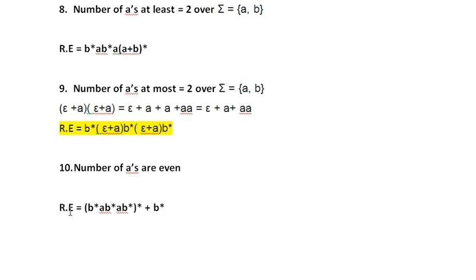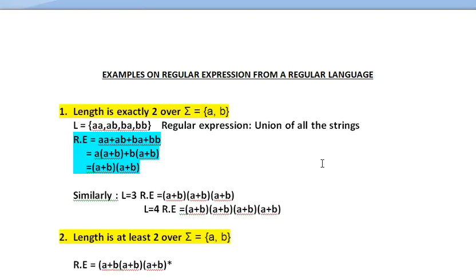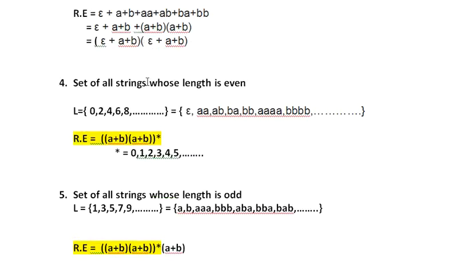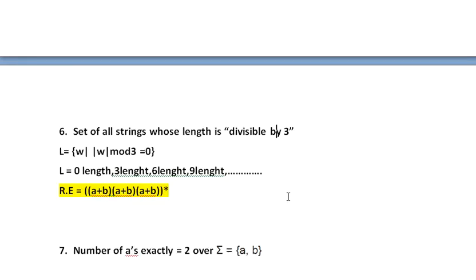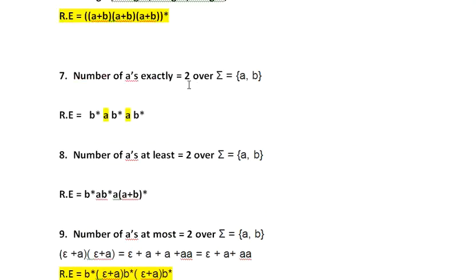Clear? So I think almost the maximum questions have been done, where we have understood length exactly 2, length at least 2, at most 2, all strings whose length is even, whose length is odd, correct? And then we have seen divisible by 3, multiples of 3 you can say. Then exactly number of A's, we have seen different cases.